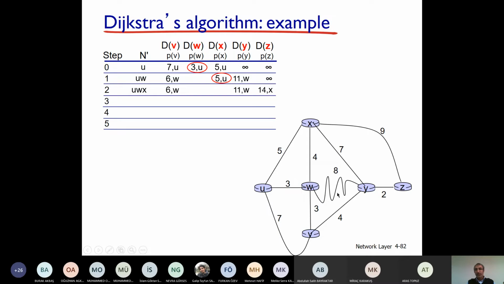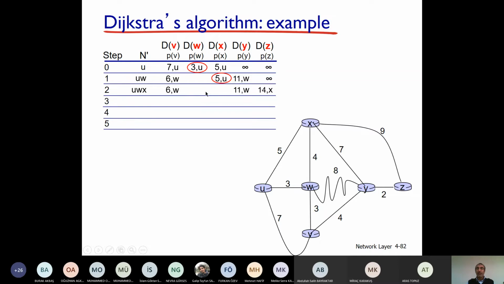Now, because we are done with the x, we add this x. We can reach the z through the x. So let's calculate the d of z. In this case it is 5 plus 9. So the end-to-end cost is 14, comma, the p of z is equal to x, the predecessor node. The node just before z is the x. Okay, we reach the z through the x.